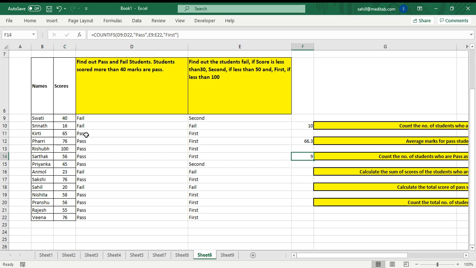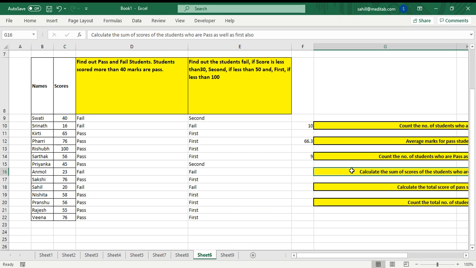You want to check? You can check. Pass first 1, pass first 2, pass first 3, pass first 4, pass first 5, pass first 6, pass first 7, pass first 8, pass first 9. See, it is right. Let me go for the next one.